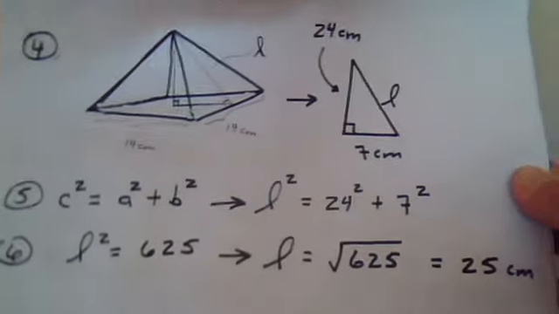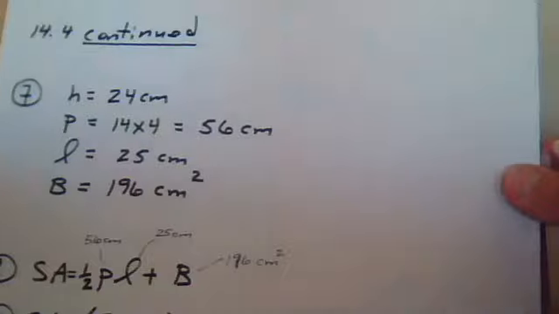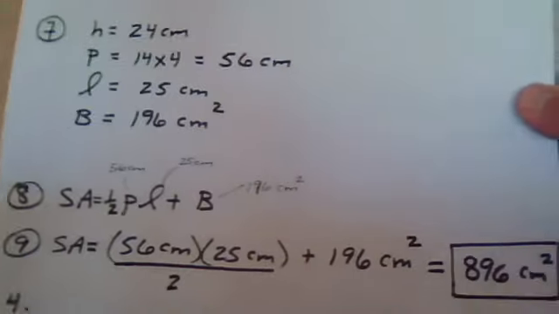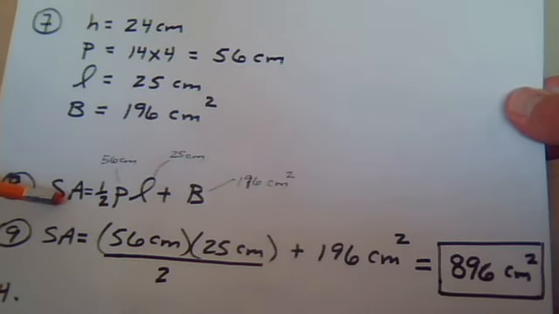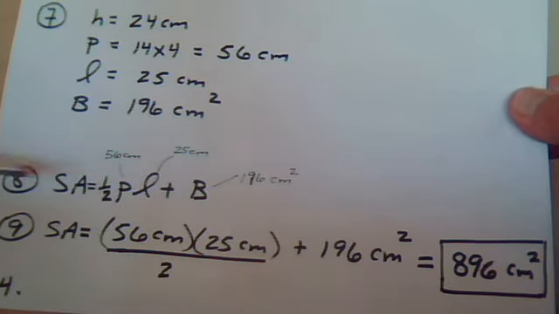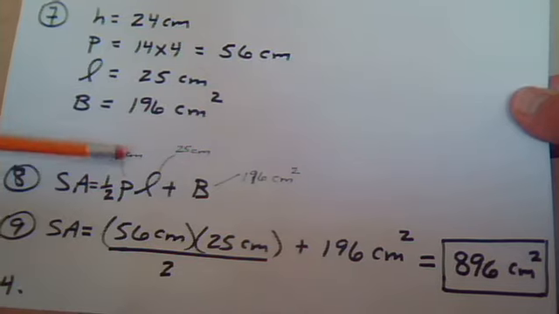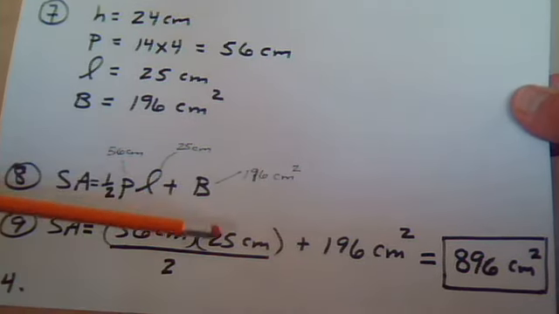Now that we know the L, we gather all the information we have, and we take what we need for the formula. So to find the surface area, I need 1/2 the perimeter of the base. So it's 14 plus 14 plus 14 plus 14, that's 56 centimeters. The L we just found, that's the slant height, is 25 centimeters.